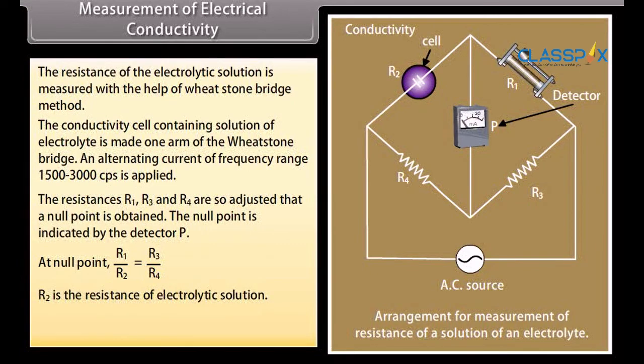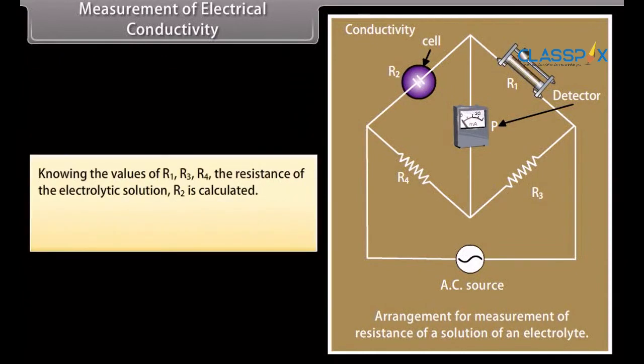R2 is the resistance of the electrolytic solution. R2 is equal to R1 multiplied by R4 divided by R3. Knowing the values of R1, R3, R4, the resistance of the electrolytic solution R2 is calculated. The reciprocal of R2 gives the conductance of the solution.